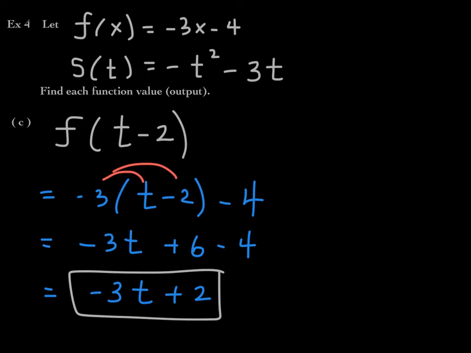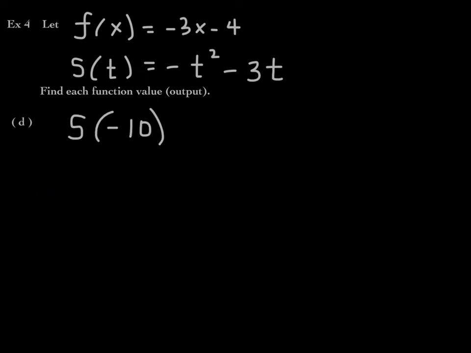All right, let's do one more. S of negative 10. You have to go to function s, finally, and use negative 10 as your input. So replace this t and that t with negative 10. I invite you to do this right now. Pause the video, replace this t and this t with negative 10, simplify, and see what you get.